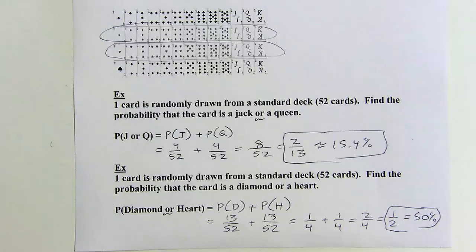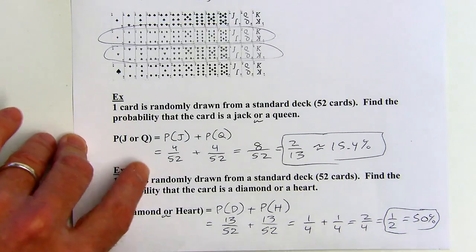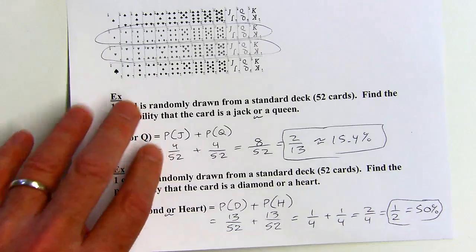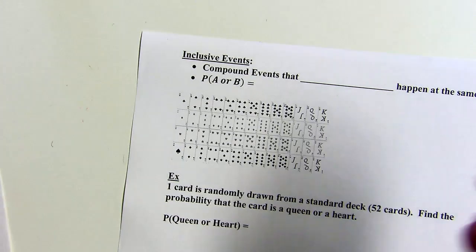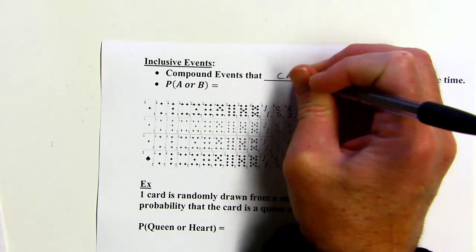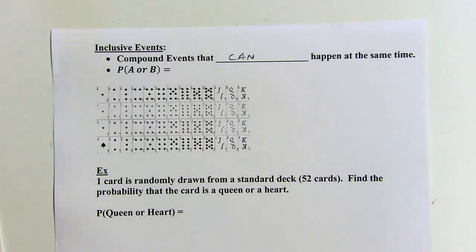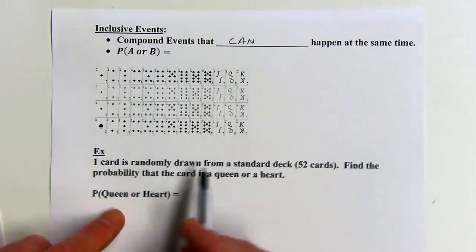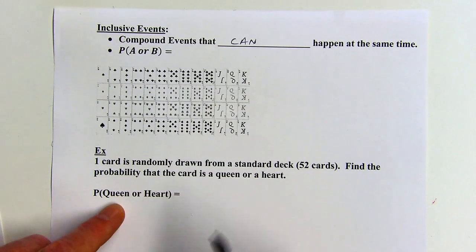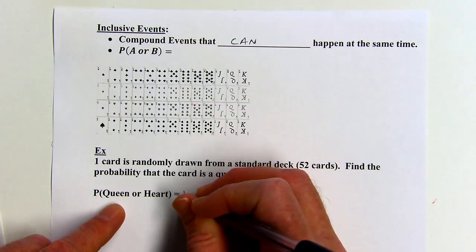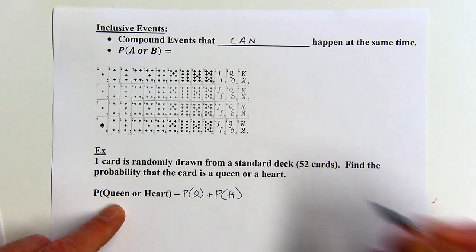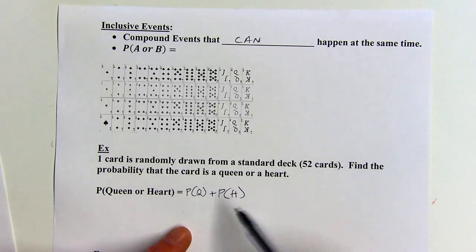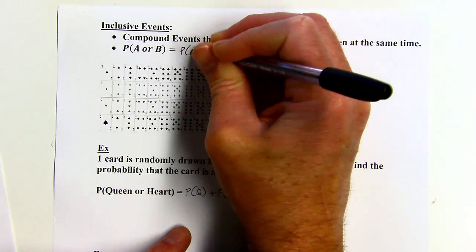All right, so let's look at what happens when you have inclusive events. This is a little trickier because both events can happen at the same time. Let's talk through this example. We're going to pull out a queen or a heart. We're going to draw one card, and we want to check if it's going to be a queen or a heart. We're going to start in the same way, because all the queens and all the hearts are going to be favorable outcomes. So that's the start of our formula.